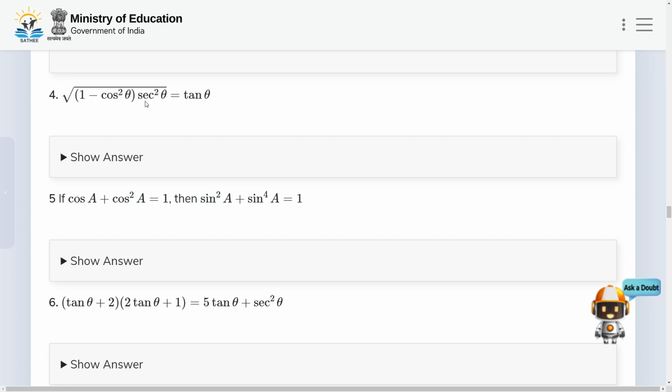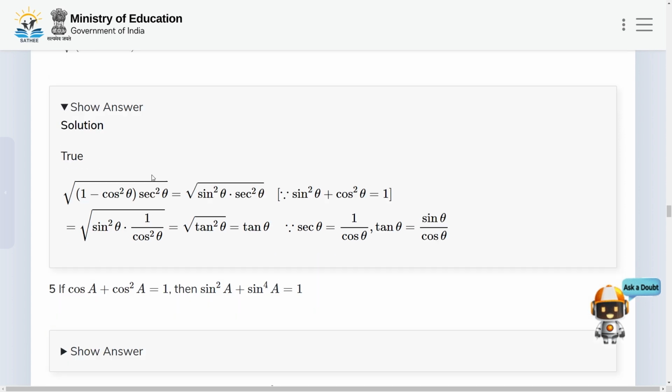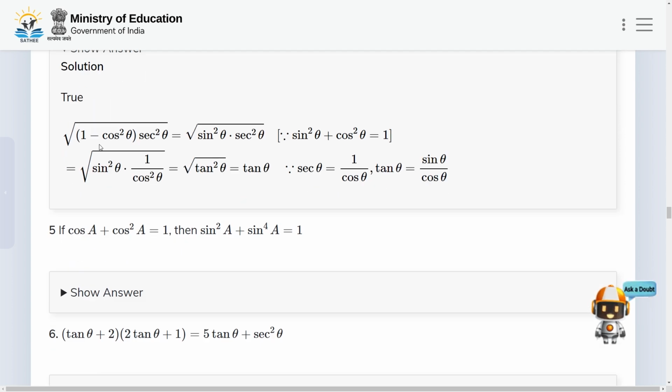Now let us move to next problem. In the next question, we have square root of 1 minus cos square theta times sec square theta equal to tan theta. Let us check whether this statement is true. Here square root of 1 minus cos square theta times sec square theta is equal to square root of sin square theta times sec square theta, since sin square theta plus cos square theta is equal to 1. It implies this is equal to square root of sin square theta times 1 by cos square theta, and this is equal to square root of tan square theta, which is tan theta.